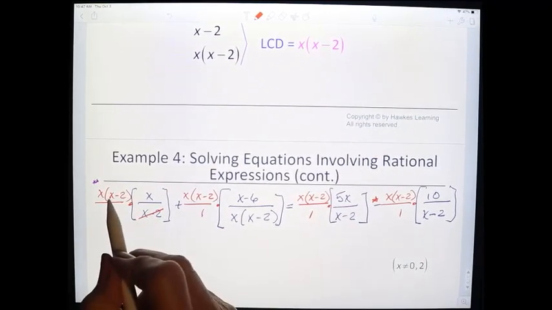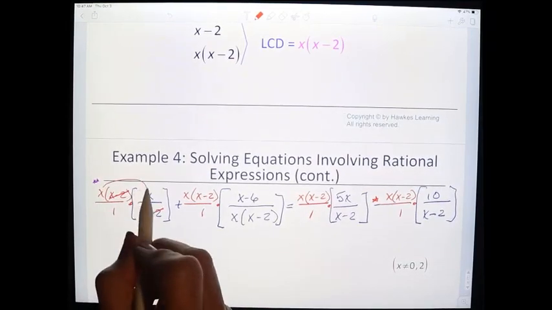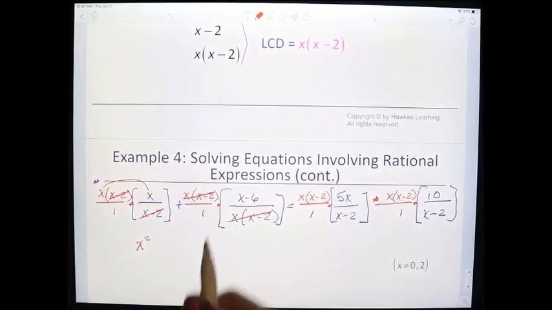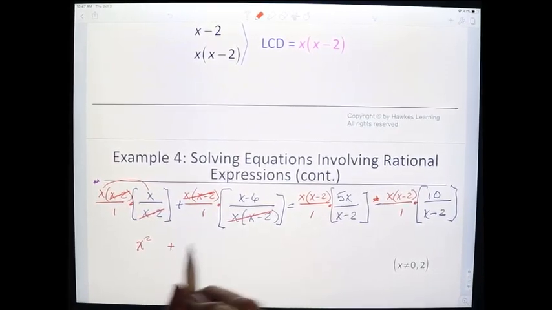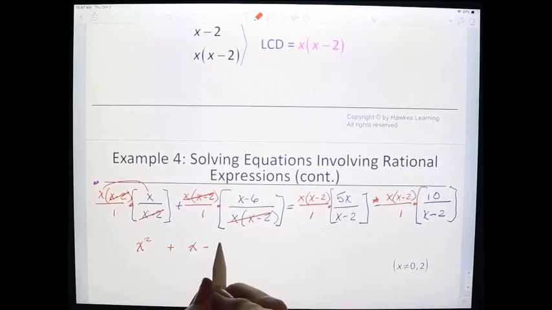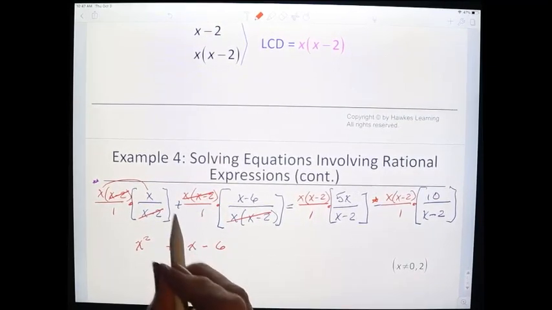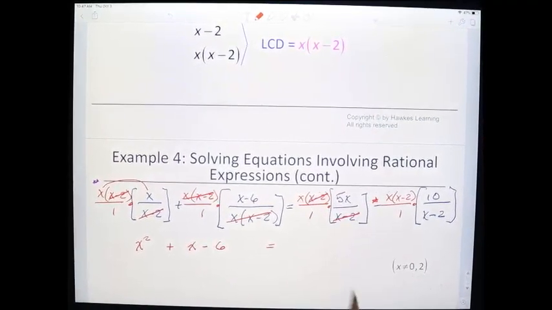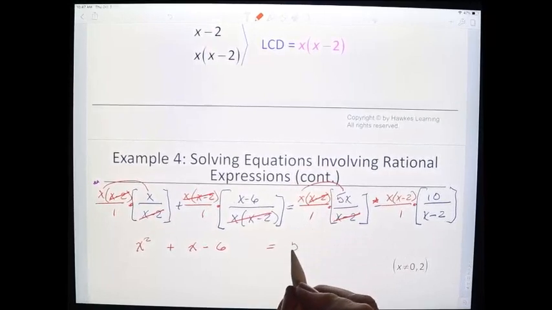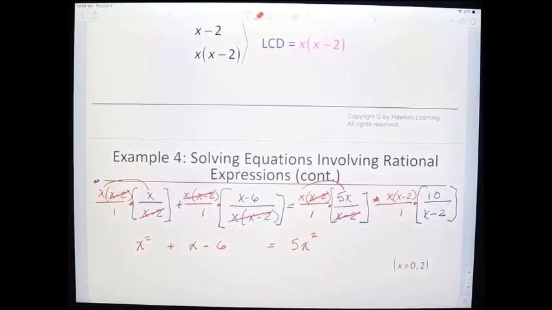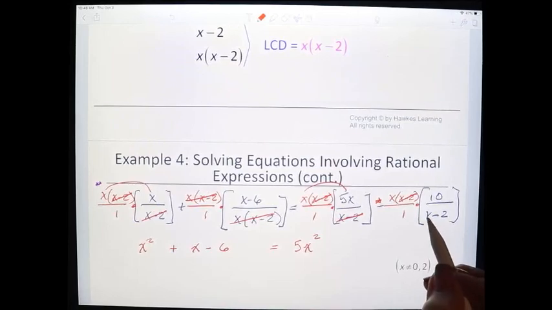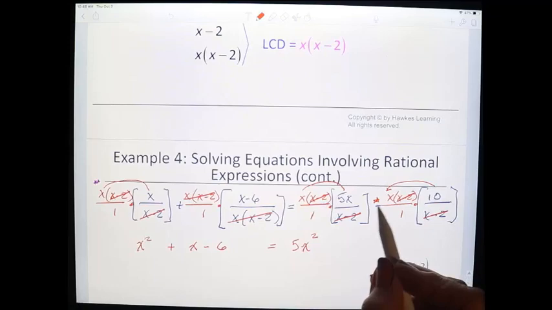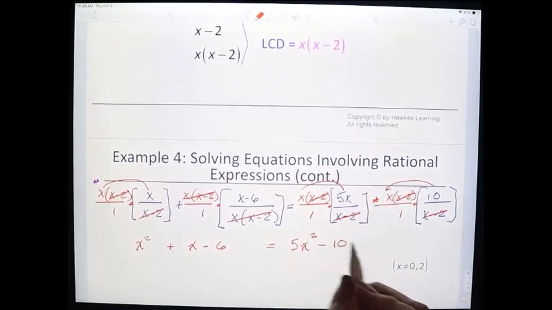All right, so the x minus 2 cancels out, and here I'm going to get x squared. This whole denominator here cancels out, and I'm going to get plus x minus 6. I don't have to worry about that because it's an addition. There are no sign changes there. Over here, the x minus 2 cancels out. When I multiply these together, I see a 5x squared. And here, the x minus 2 cancels out, and when I multiply those together, be careful, this is a negative, a minus down here. So I see a minus 10x.